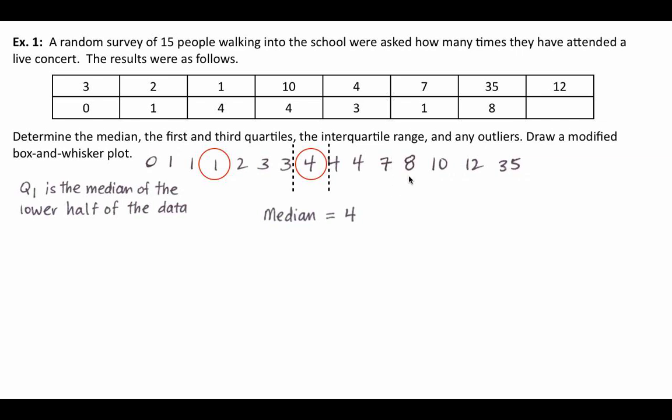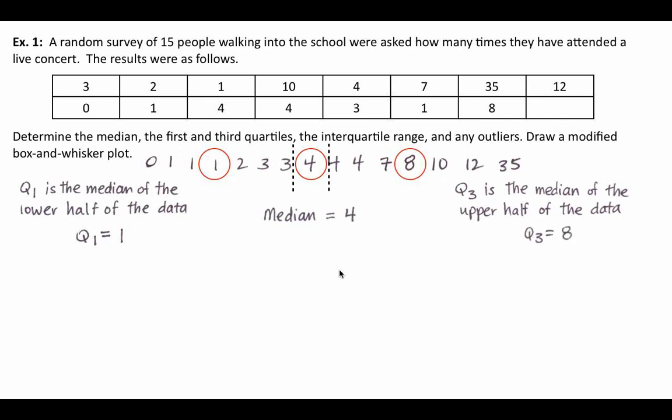So again, we exclude the real median to find Q3. 7 data points, so the 4th one in from the top. And Q3 is the median of the upper half, so our Q3 is 8. So we've got Q1, the median is actually Q2, that's our 4, and then Q3 is 8. So we've got the bounds of our quartiles.